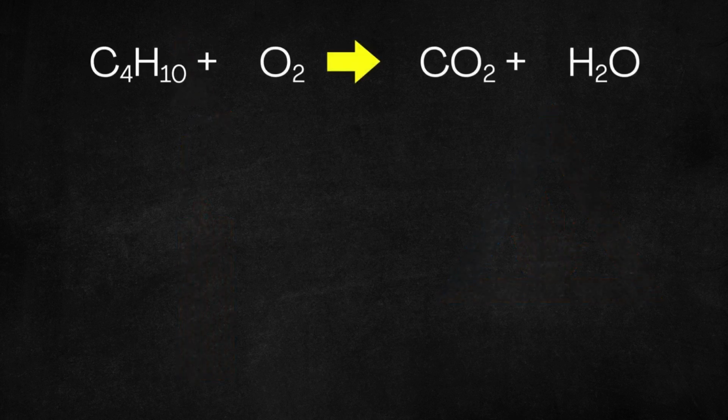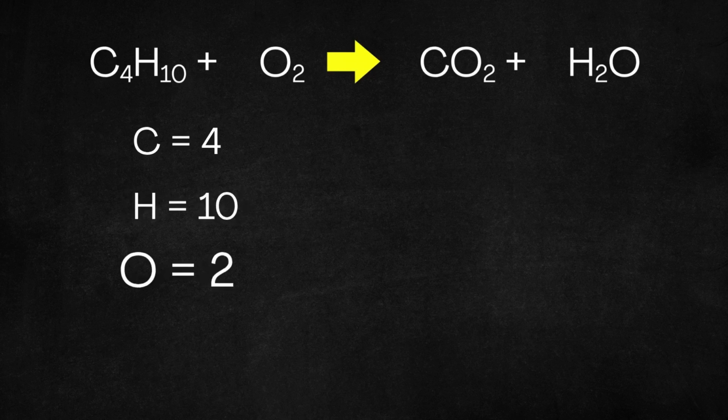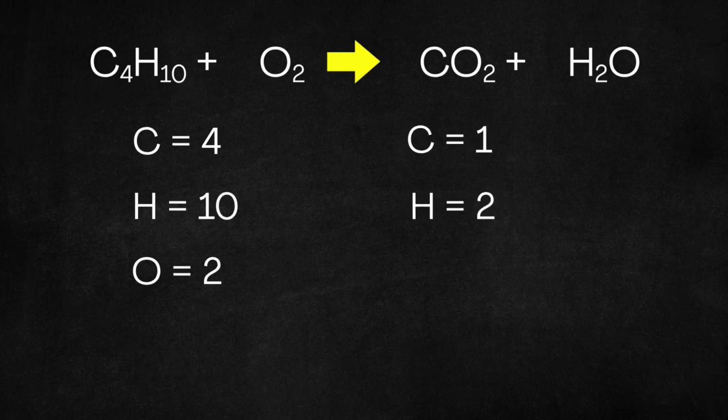Our equation is butane, C4H10, reacts with O2 to form CO2 and H2O. On the reactant side, there are 4 carbon atoms, 10 hydrogen atoms, and 2 oxygen atoms. On the product side, we have 1 carbon atom, 2 hydrogen atoms, and 2 + 1 oxygen atoms. Do not add and write 3 for oxygen, as it exists in both CO2 and H2O.